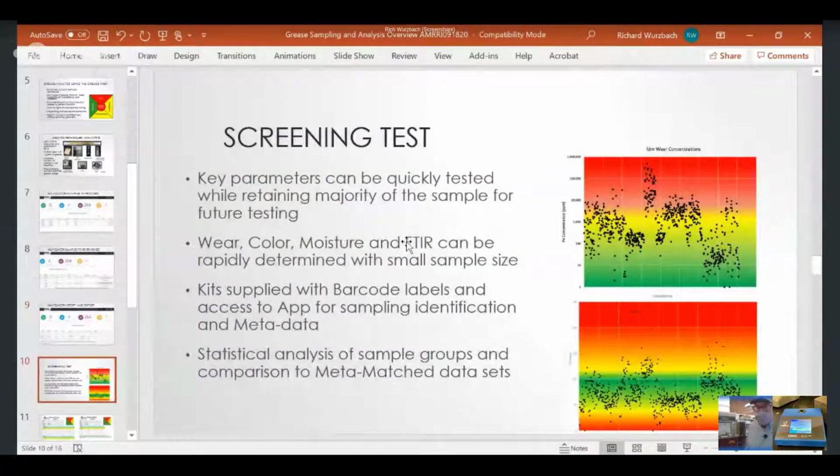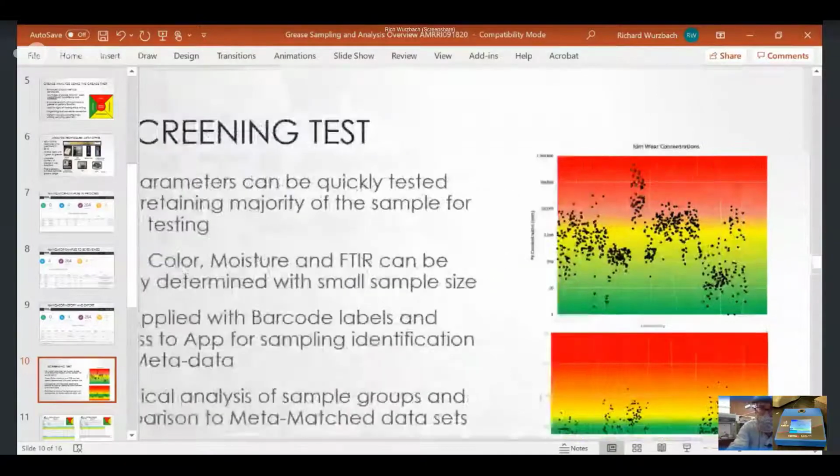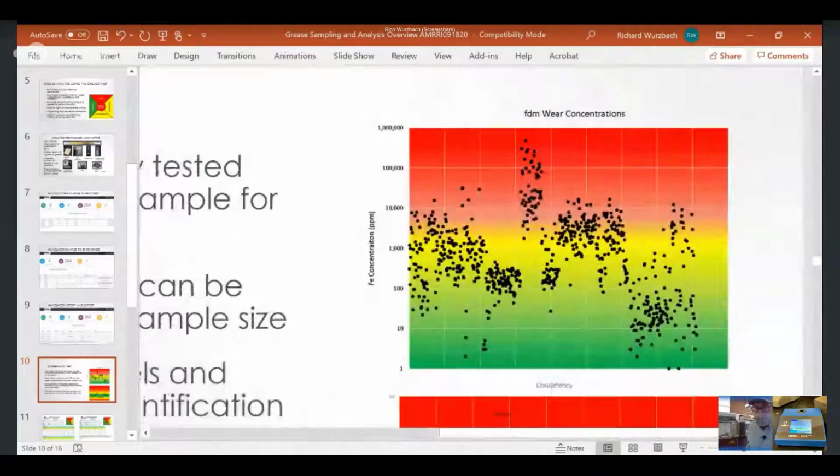What can we do with this simple test of ferrous debris? Well, we get a measurement that gives us the ferrous content in parts per million as a function of the volume of grease that's being tested. And with that concentration, we can take this illustration here on the right, which is a logarithmic graph. You can see that we've created some criteria through the use of color in this graph.